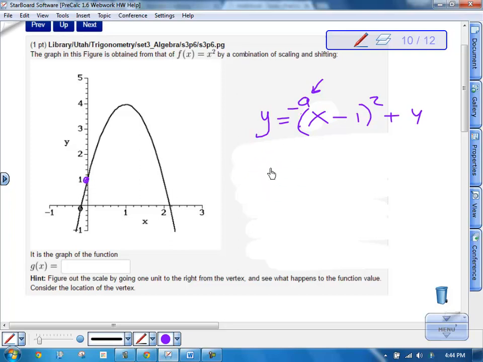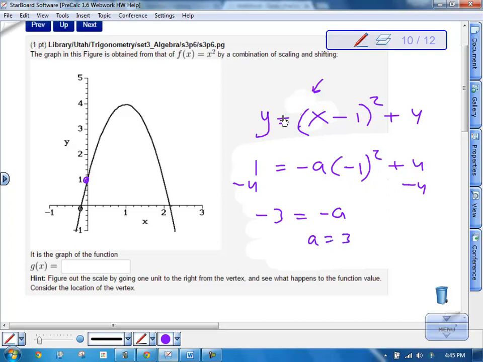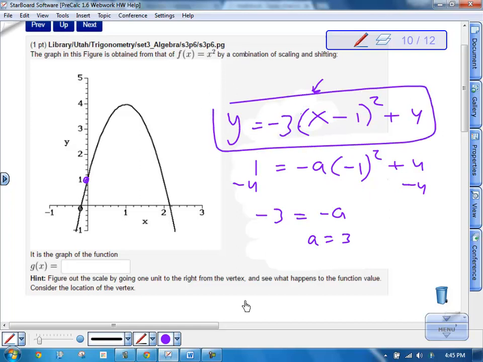If we plug in the point, it goes through the point (0, 1), let's plug in 1 for y, and plug in 0 for x, and you get this. And then just solve. So subtract 4 from both sides, gives you negative 3 equals negative a times 1, negative 1 squared is 1, so a equals 3. So we do have to have a 3 in front of here as well, so it's going to be y equals negative 3. So there's our final answer.